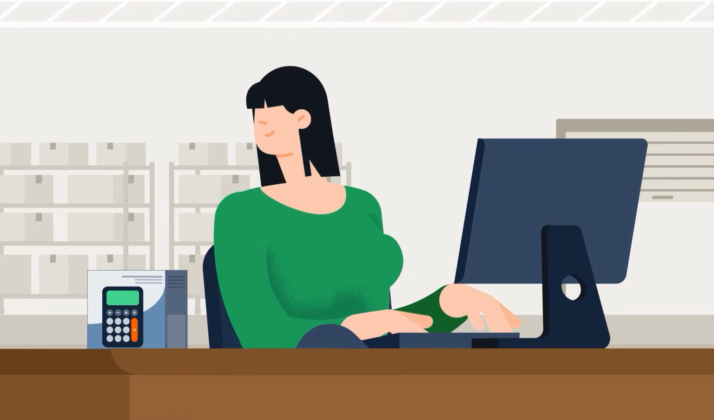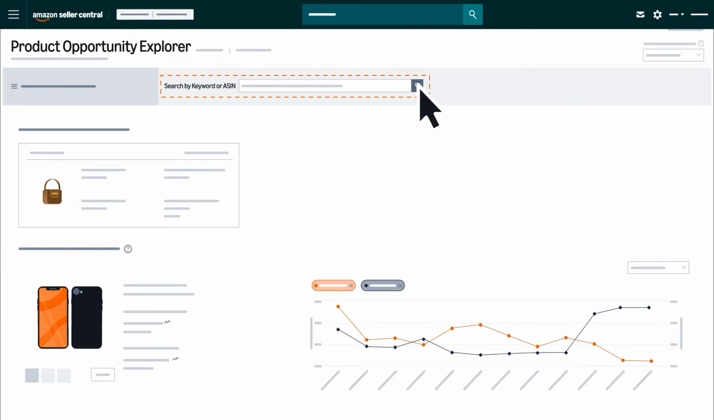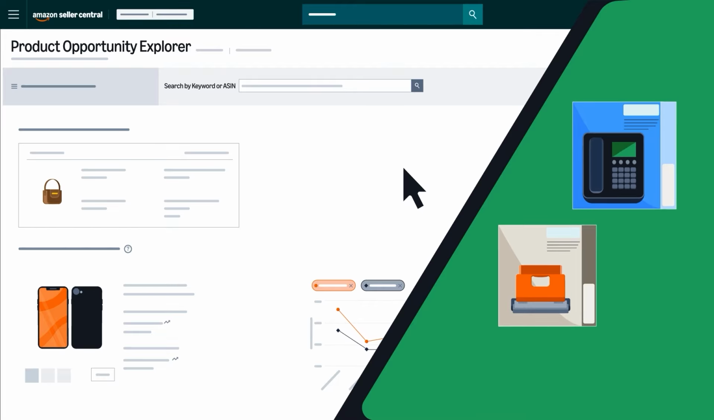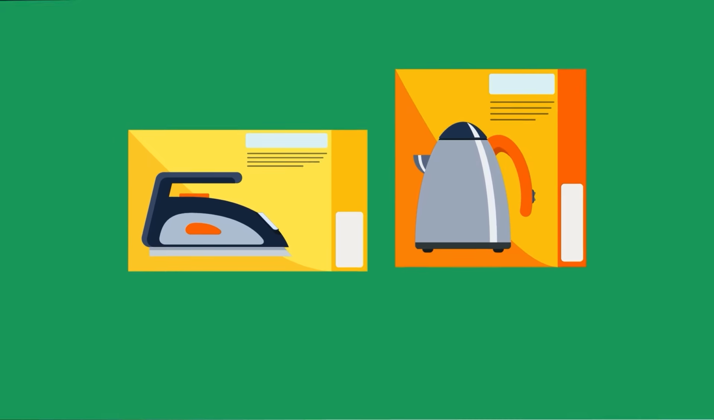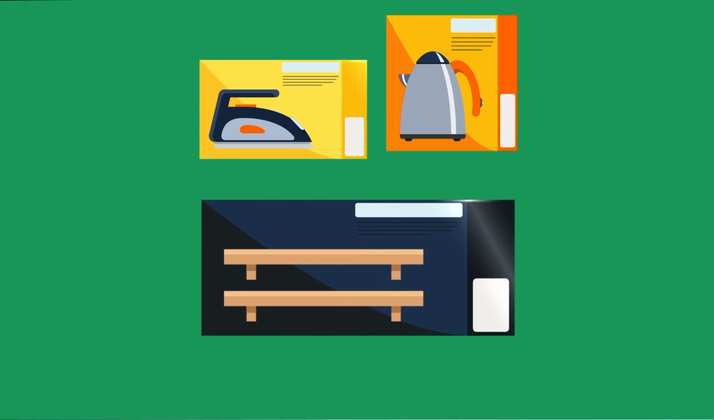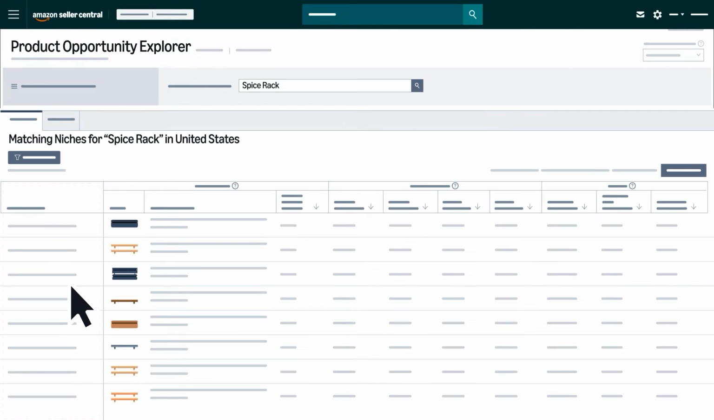If you already have a specific product idea, you can take a more focused approach by searching for a related product, feature, or category. For example, let's say you sell home and kitchen products and want to enter the spice rack space. Searching for Spice Rack will show you specific features that customers may be looking for, like magnetic spice rack, wooden spice rack, or expandable spice rack.